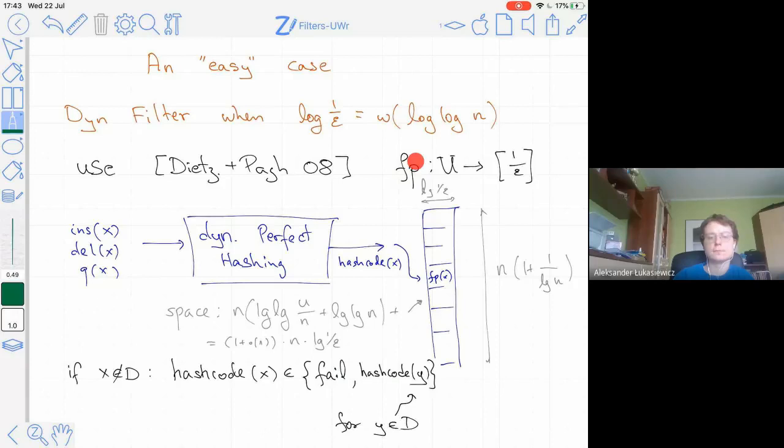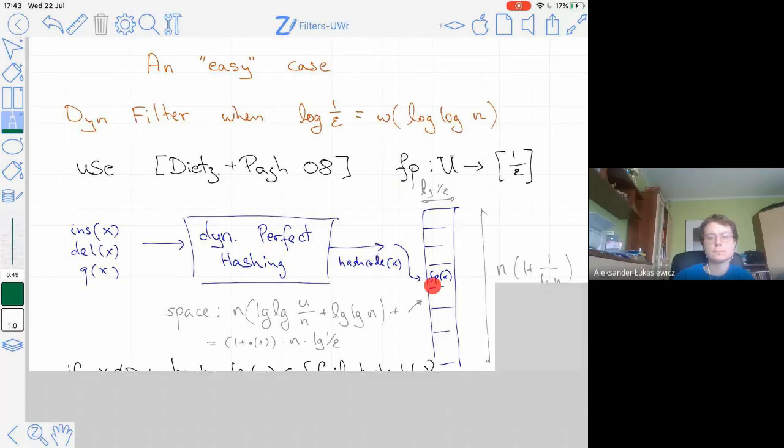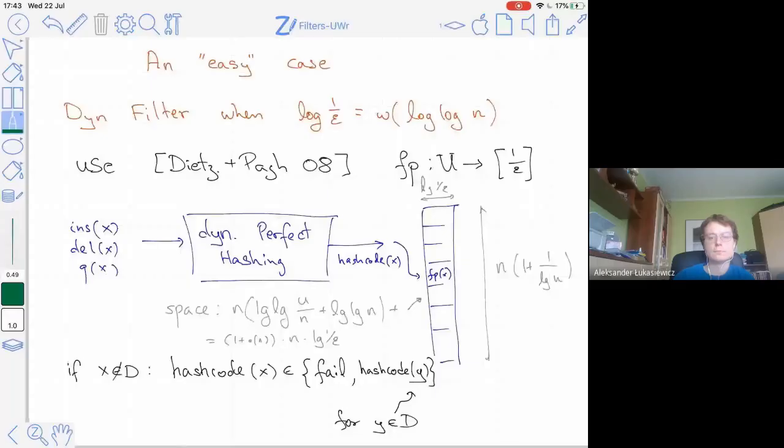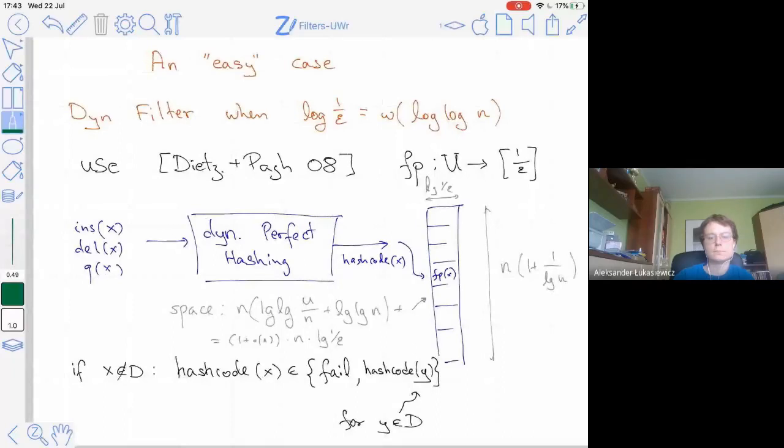Okay? It's a black box that doesn't know what the FP is. Now, I use the hash code as an index to an array that stores fingerprints, and I store their FP of X. So now when I want to query X, I compute the hash code. If it fails, I say X is not in the data set. If it's in the hash code, I read whatever is here, and I will give you the fingerprint of X.